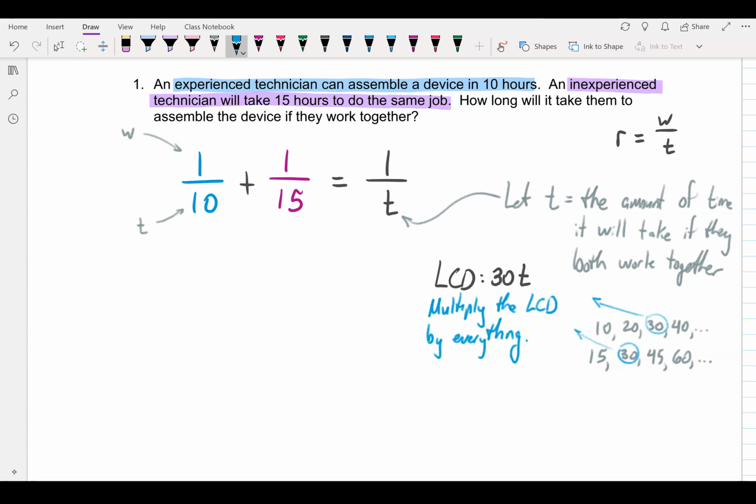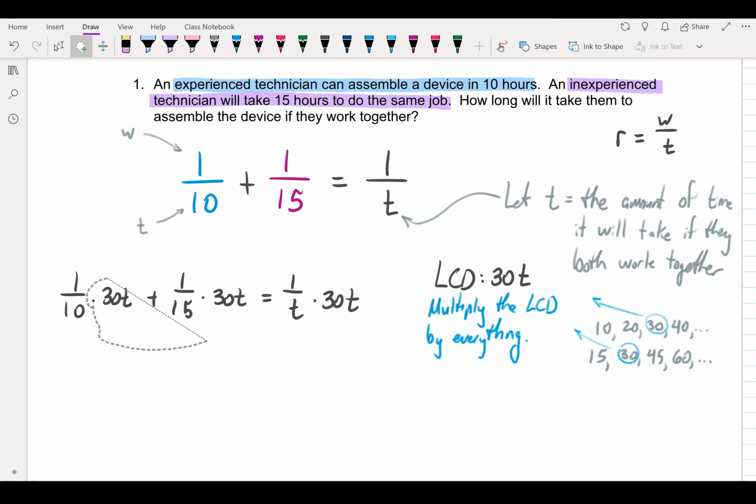And I don't mean top and bottom, I mean multiply by every term. So this is what we're going to get. I'm going to take what we had, 1 over 10, multiply that by the LCD. Then I've got 1 over 15. I'm going to multiply that by the LCD. I've got 1 over t. I'm going to multiply that by the LCD. And hopefully you can see where they all come from.